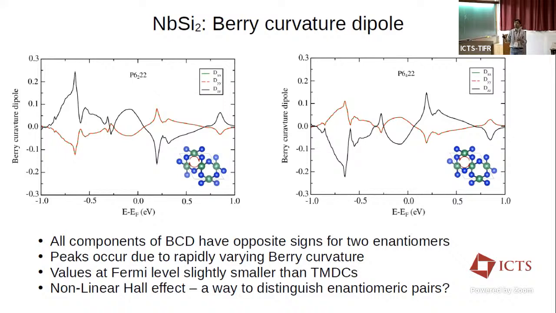Of course, the caveat is that we are considering only the intrinsic parts, right? If there are extrinsic contributions which can mask this, then of course you will not be able to distinguish between them. But that is something we are investigating, whether the extrinsic effects keep the chirality in some sense or not.